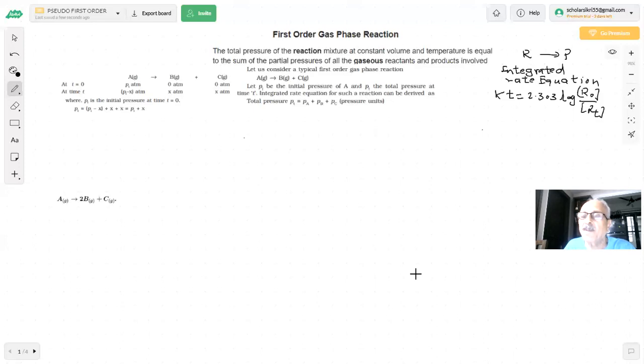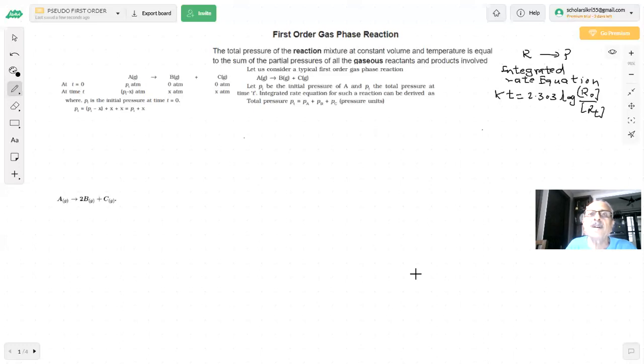Very important. Now we are talking, as you can see in the heading, about the first order gas phase reaction. A very important question was asked 2 years back: what will happen if the reaction is in the gas phase? Here, the example of concentrations we have been taking is in moles per liter.